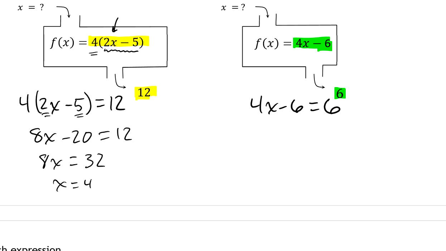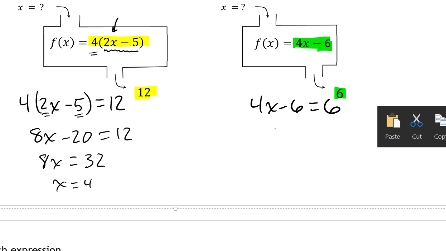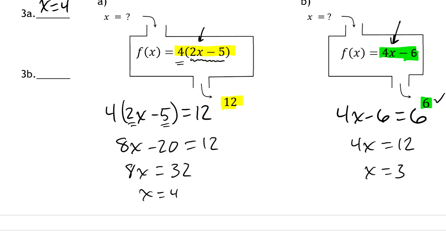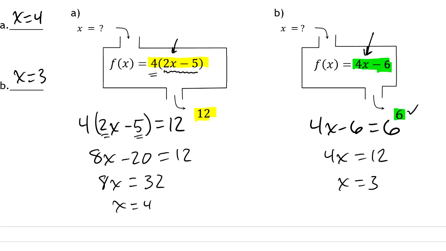For B, I'm going to solve this by adding 6 to both sides. So this gives me 4x is equal to 12, and I'll divide both sides by 4. That gives me that x is the number 3. So when x is a 3, 4 times 3 is 12, and 12 minus 6 is indeed 6. So x equals 3 is the correct input value there that would produce an output of 6.